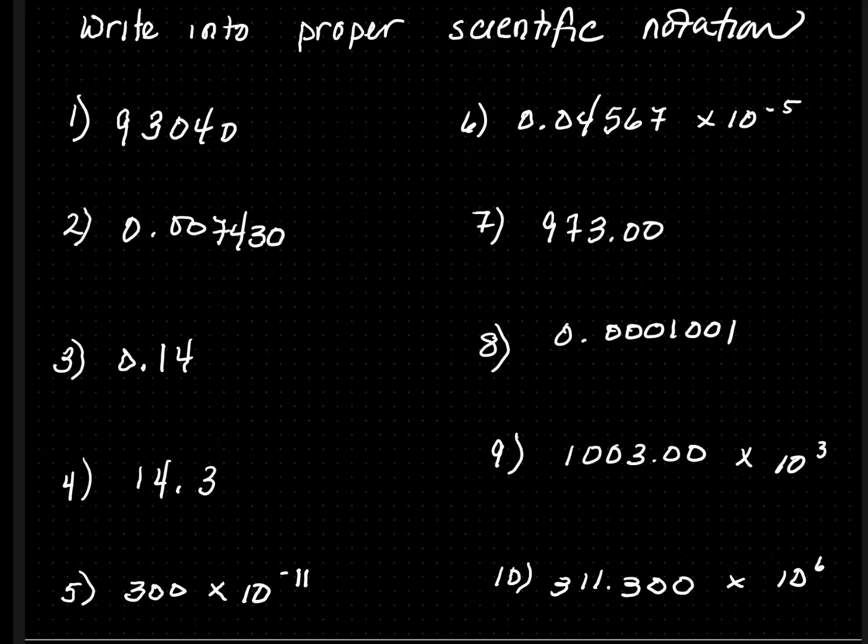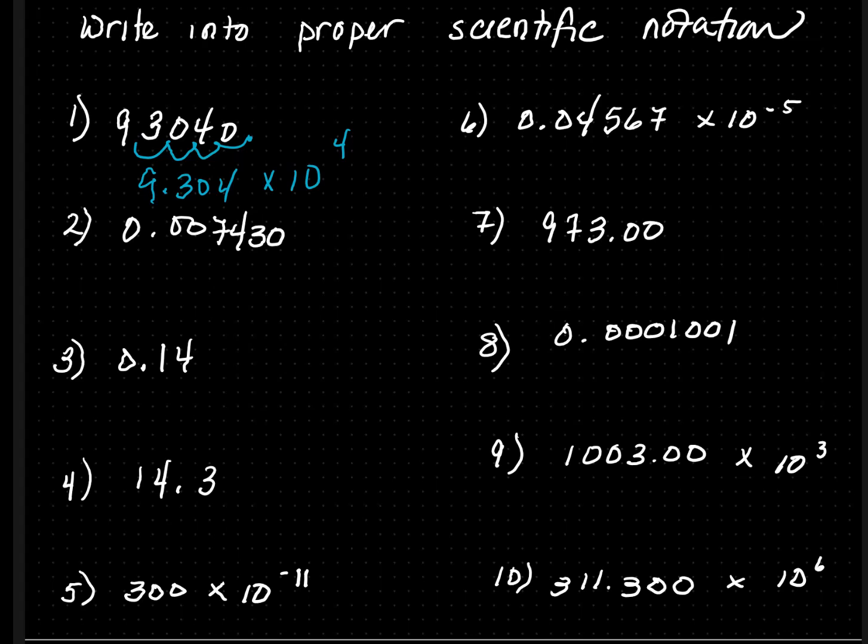Pause the video and write the proper scientific notation for the following, and then check your answer. Number 1, we have 93,040. In this one, we have an unwritten decimal at the end of the number. Since this is a large number, we're going to move the decimal to the left until we have one digit to the left of the decimal. So this becomes 9.304 times 10 to the 4th. We move the decimal 4 times, so the exponent is 4. Since it's a large number, it is a positive exponent.